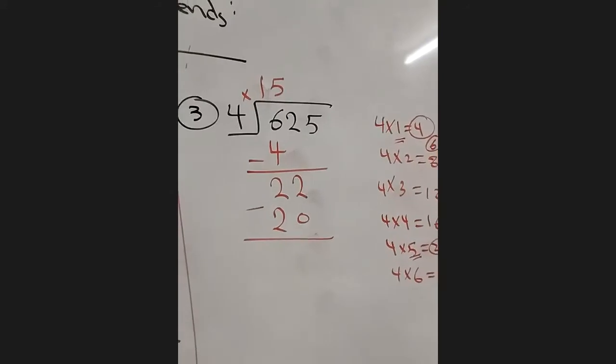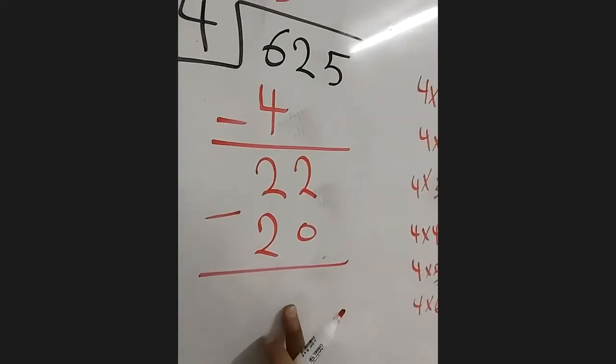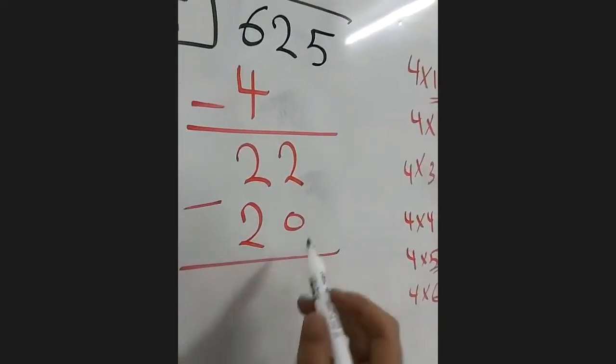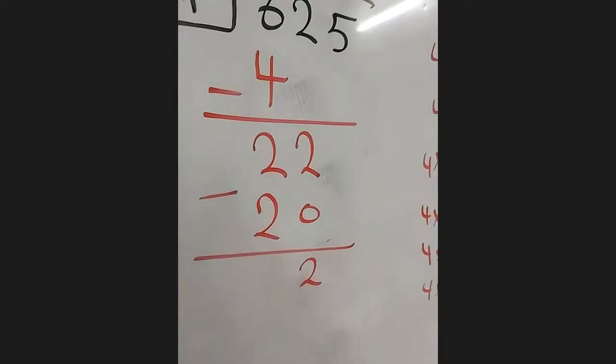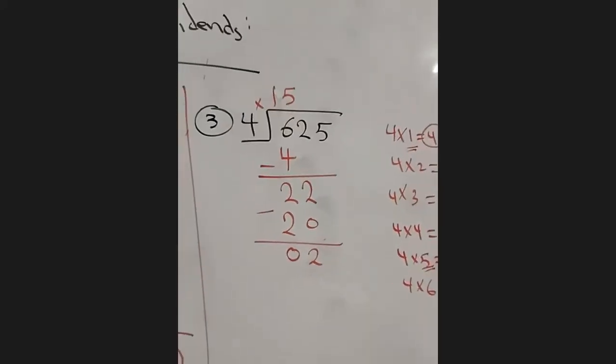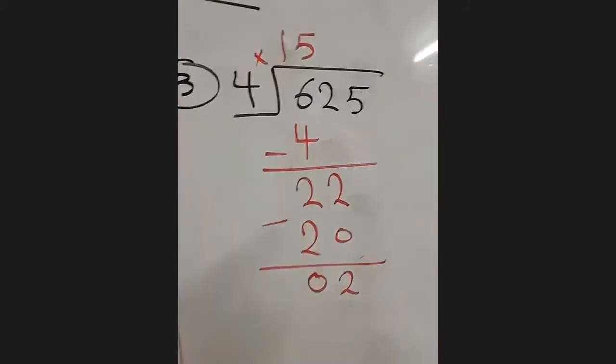22 minus 20, how much? No, you start from the right. 2 minus 0, 2. 2 minus 2, 0. Got it? Now what's the next step? Down 5. We put the 5 down.